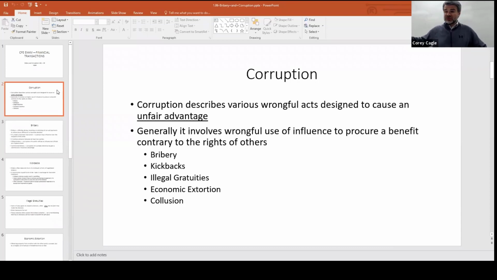So corruption in general, and you might even get a definition question on it. Corruption is some way of using your influence to get an unfair advantage, to benefit yourself to the detriment of somebody else, right? Helping yourself, screwing somebody else over in the process, right? Unfair advantage, that's corruption. And types are listed here that we'll kind of look at individually.